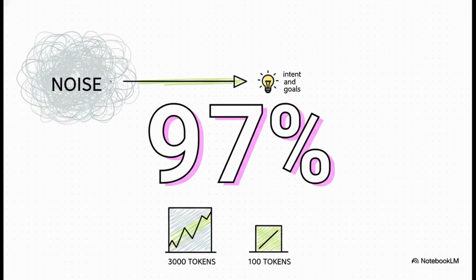And this number right here, this shows you the impact perfectly. By figuring out what you really want before the main conversation even starts, the system can cut wasted tokens by up to 97%. Just think about that for a second. Instead of sending 3,000 tokens of noise, you're sending 100 tokens of pure signal. That is a massive efficiency gain.